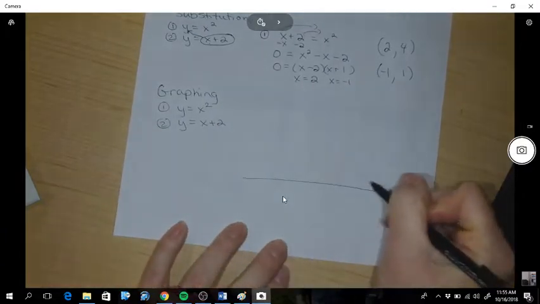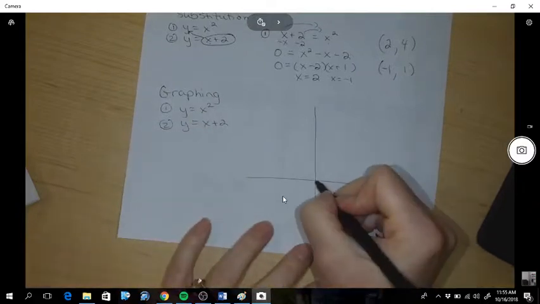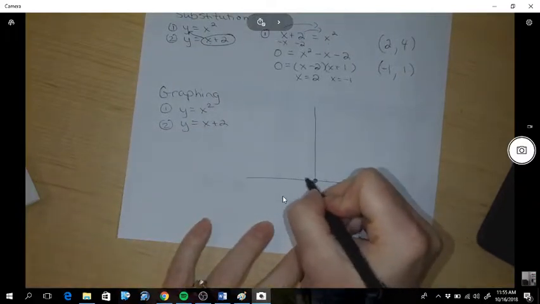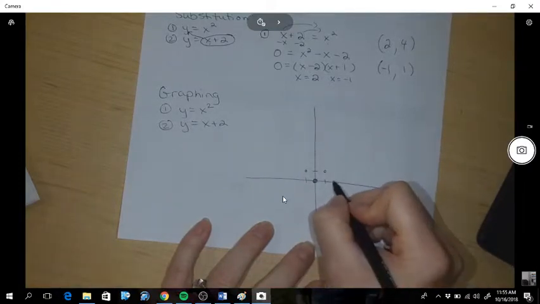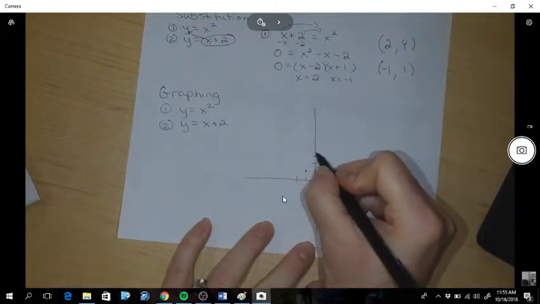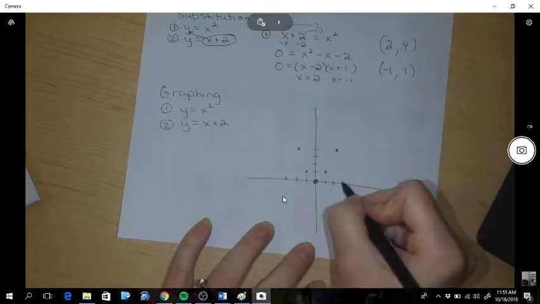Okay, so y equals x squared. That's your basic parabola. Starts at the origin, 1 over 1 up. 2 over 4 up. 3 over is 9 up.